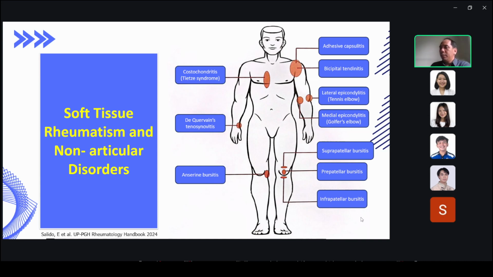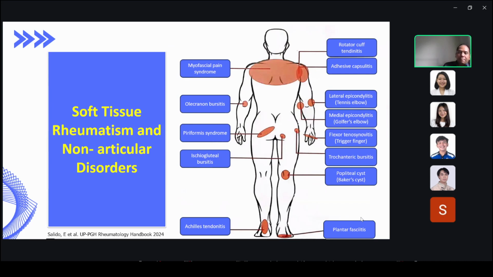And if the patient is complaining of pain in the medial epicondyle area, think of medial epicondylitis or golfer's elbow. Then for the knee, we have areas depending on where it hurts, like the medial aspect. So, doc, my knee hurts in the middle. Think of anserine bursitis, or when the patient complains of pain above the patella, think of suprapatellar bursitis, prepatellar bursitis, or infrapatellar bursitis depending on the location.